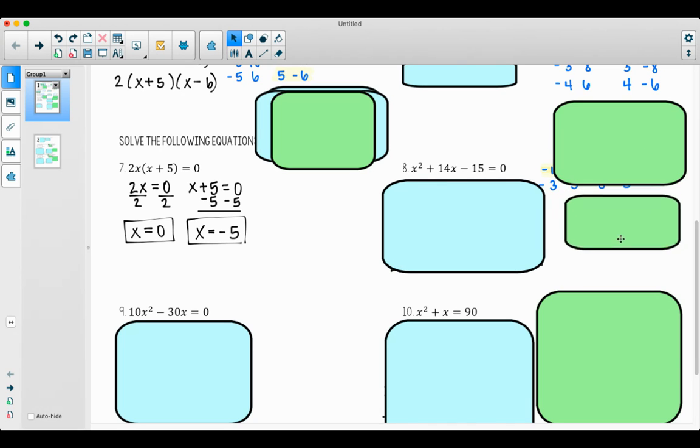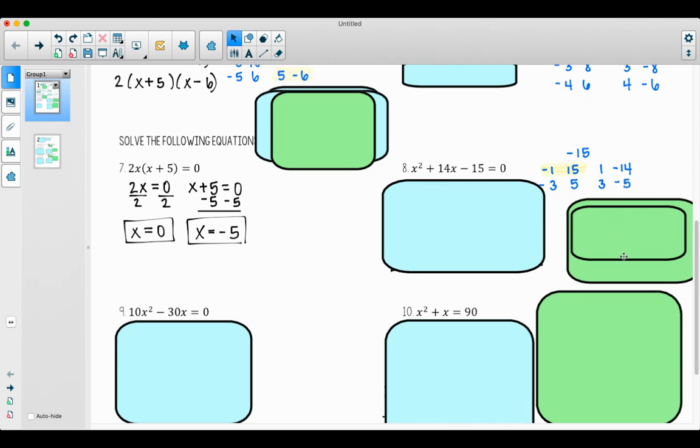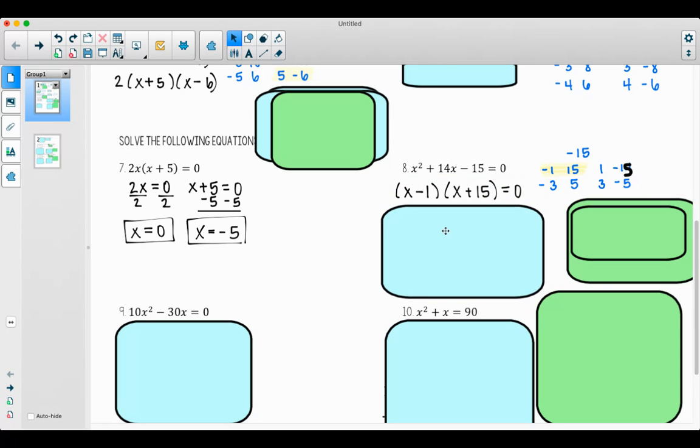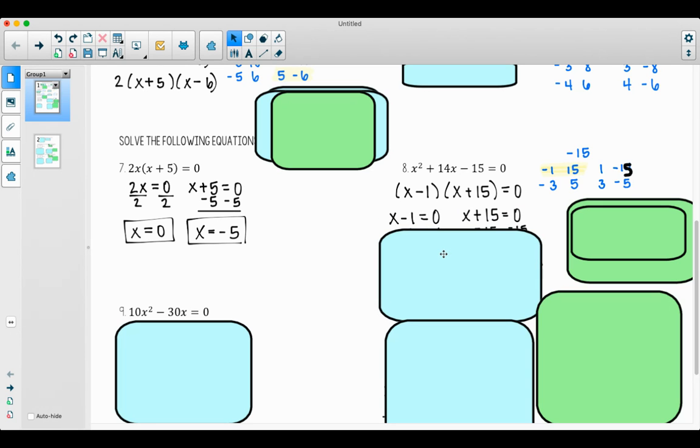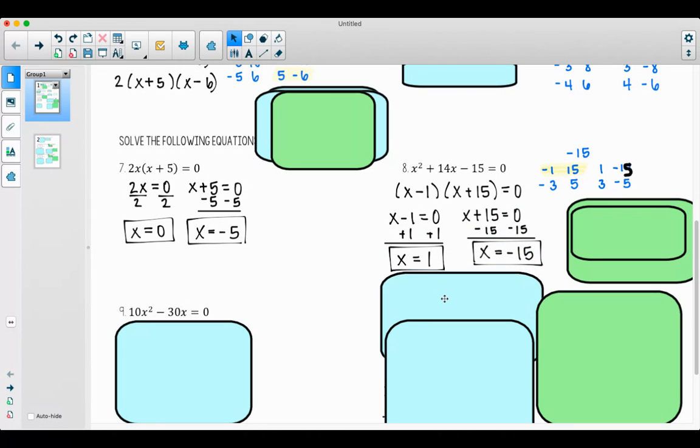If I list everything that I know that multiplies, the only combination that's going to work is negative 1 and 15. I realize this should be a 15 right here. So negative 1 and 15. So I rewrite x minus 1 times the quantity x plus 15 is equal to 0. I set each factor equal to 0, and I solve, giving me my two answers of positive 1 and negative 15.